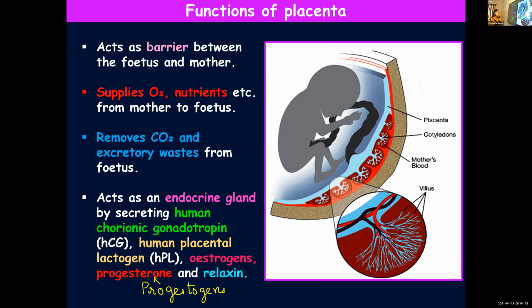So one by one, I'll tell you the functions again. Human chorionic gonadotropin will support the endometrial lining, helping in the maintenance of pregnancy, and it will help in maintaining corpus luteum. Human placental lactogen prepares the mammary glands for lactation. It also decreases the mother's intake of glucose so that it can be supplied to the fetus. Then comes estrogen.